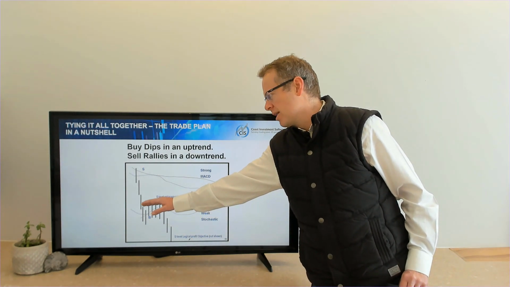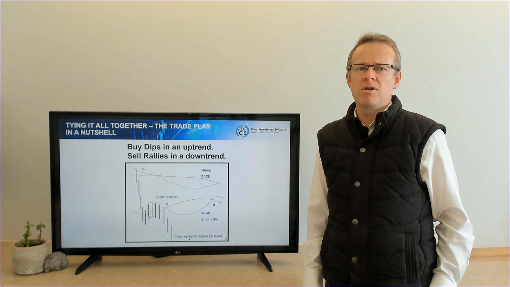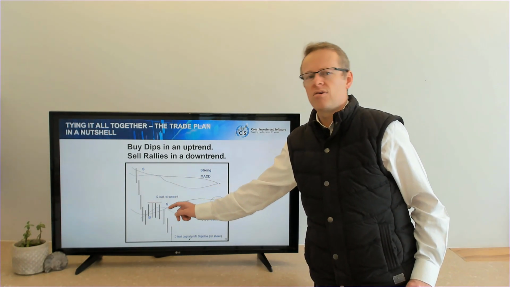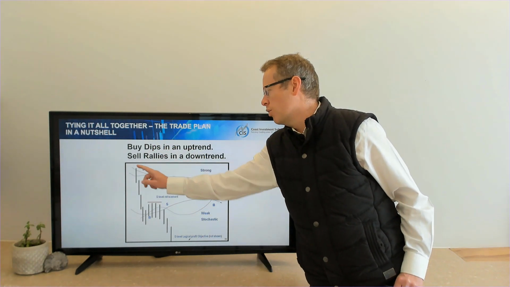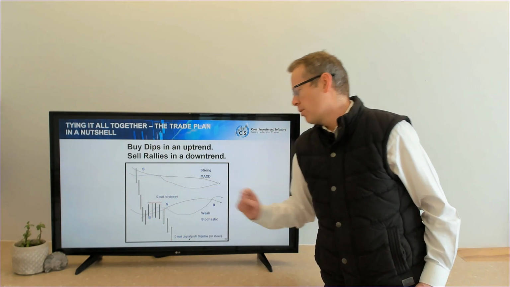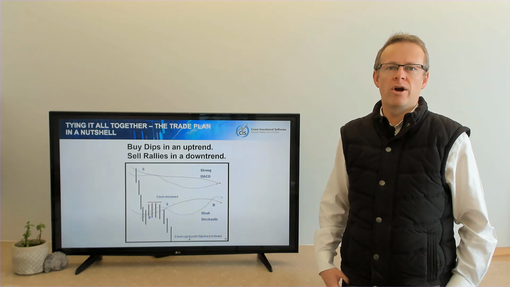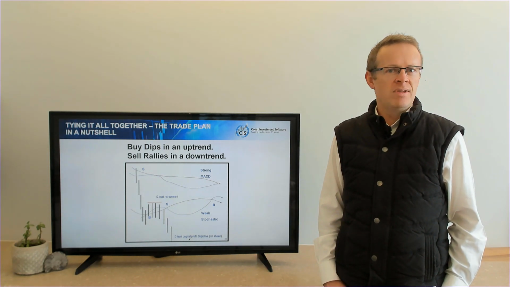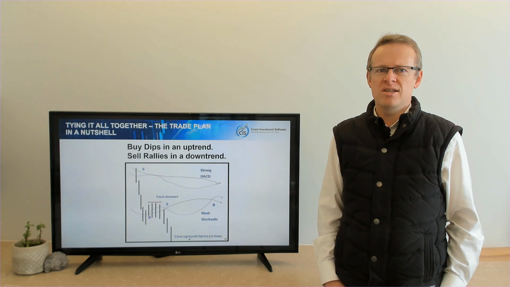You have your DiNapoli level. You sell the DiNapoli level. You wait for your weak indicator to turn into a sell. That gives you your A, B, C profit objective, let's say a COP or OP lower down. So that is the trade plan in a nutshell. Buy dips in an uptrend, sell rallies in a downtrend.